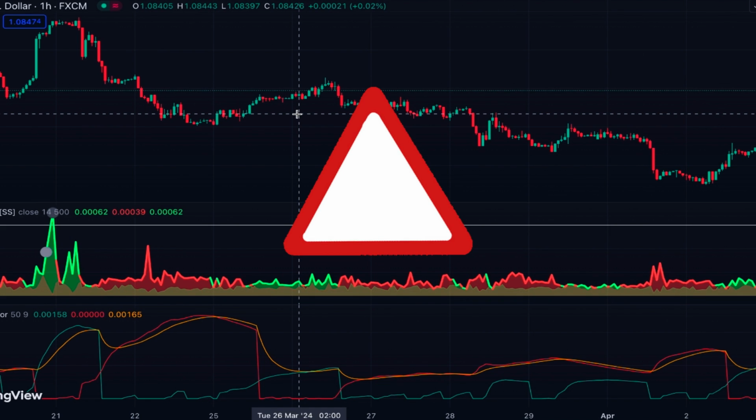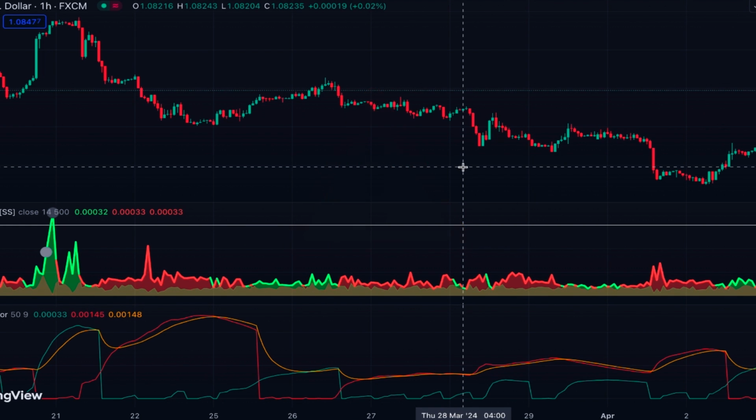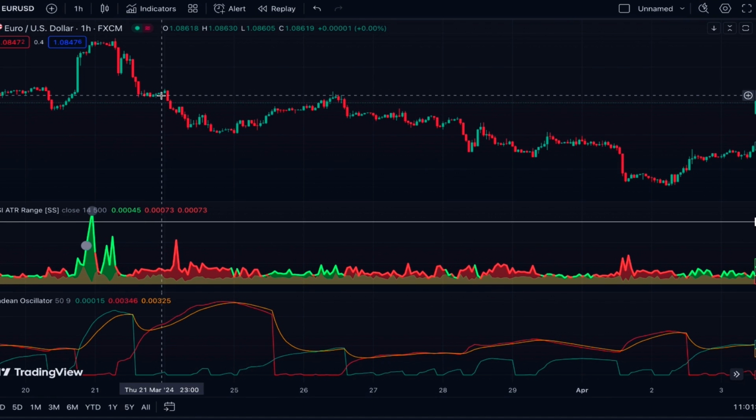Please pay attention that based on my experiments, I didn't find this indicator very suitable for short time frames like 1 minute or 5 minutes, because in those time frames we have more noise on the chart and it causes many false reversal signals. But for time frames like 1 hour or higher, it works very well.